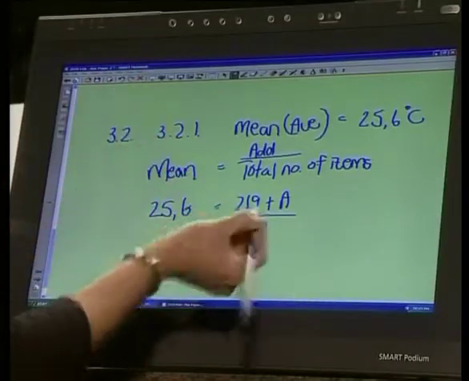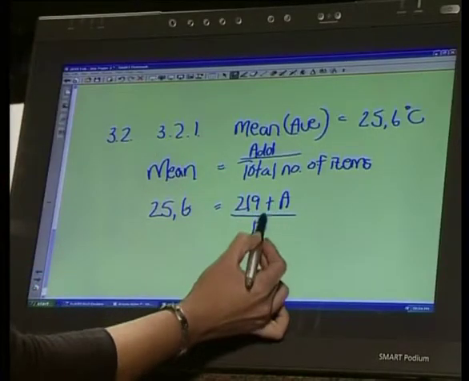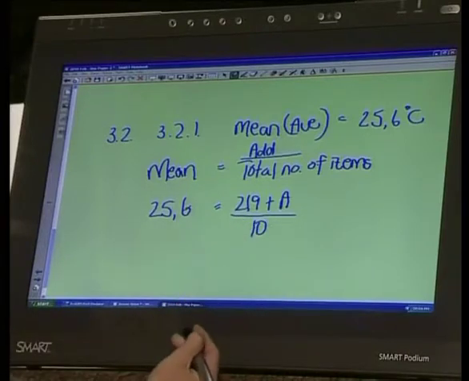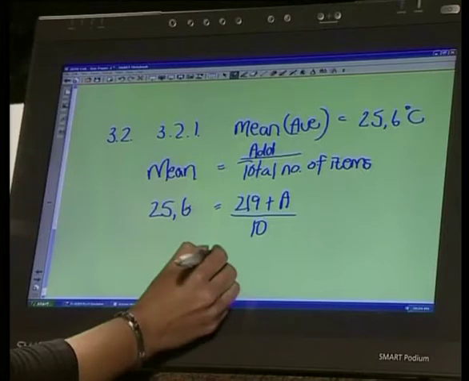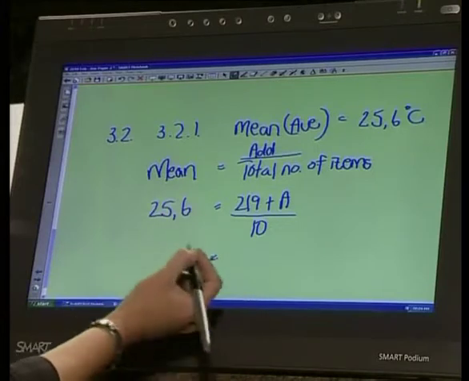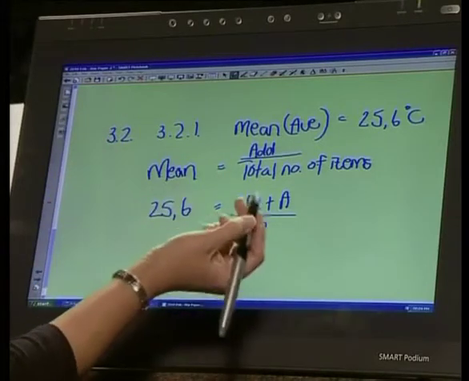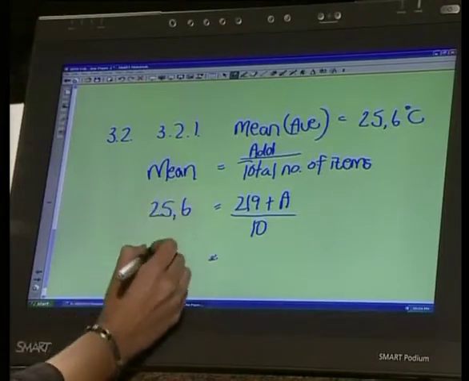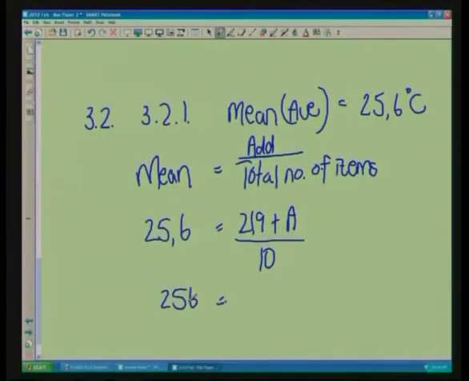So now that we've got into the question, it's just a case of manipulating the formula a little bit in order to solve for our missing value, which is obviously A. To get A on its own, we need to do opposite operations. At the moment, we're dividing through by 10. So the opposite of dividing by 10 is to multiply by 10. So on both sides of my equation, I'm going to multiply by 10. So 25,6 multiplied by 10, you can do that on your calculator, or you can just move your comma, because that's what we were looking at earlier with some of the conversions. So you're looking at 256. Over here, I've multiplied by 10, and the reason is so that I can get rid of that denominator and be left with 219 plus A.